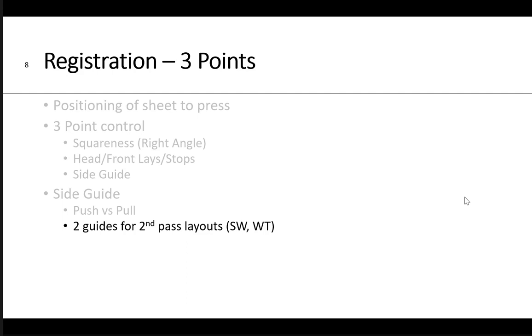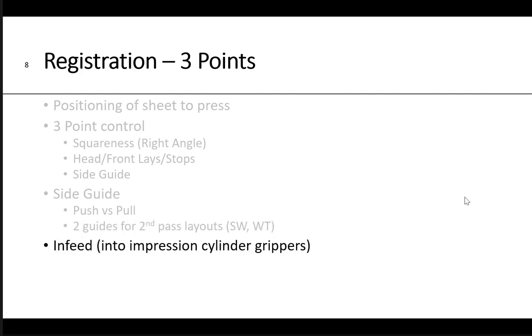And that's because when you do a second pass layout, like a sheet wise or a work and back or a work and turn, you need to use the opposite or the other side of the sheet for your side guide. And then once you get that sheet positioned with the correct margins, you have to infeed it into the impression cylinder grippers. So there's going to be some type of mechanism to do that.